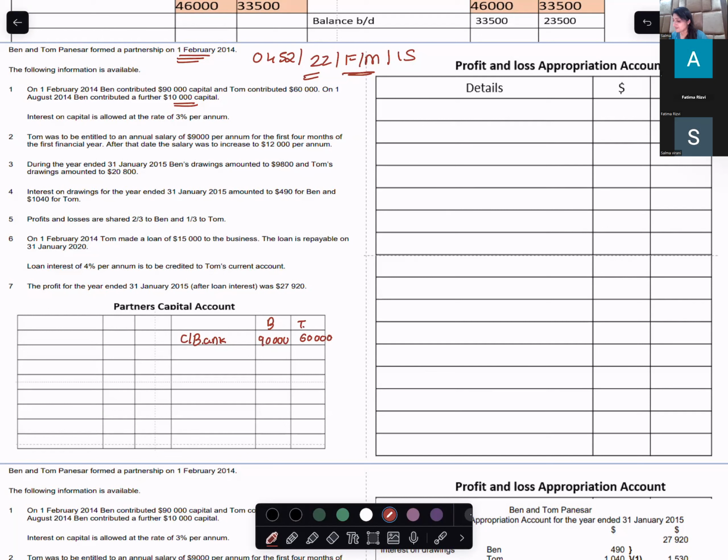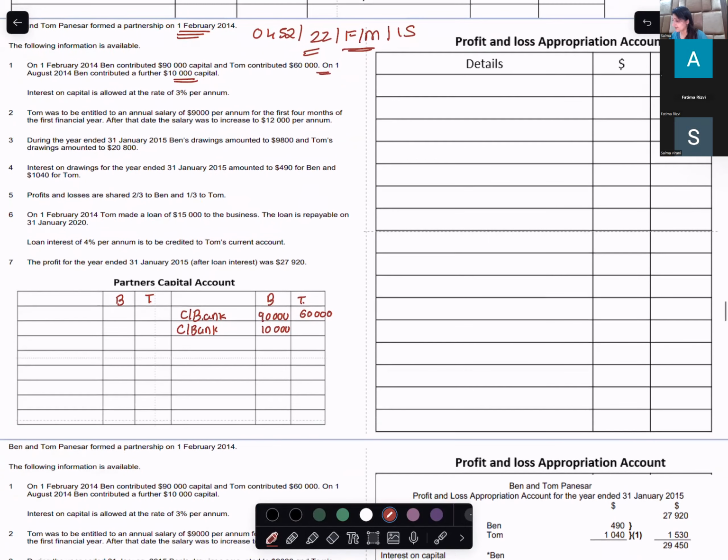So you just have the balances of capital. Then on 1st August, Ben has contributed further capital of 10,000. So again, there is cash and bank. Ben has contributed further capital of 10,000. Are you with me? Yes, miss.